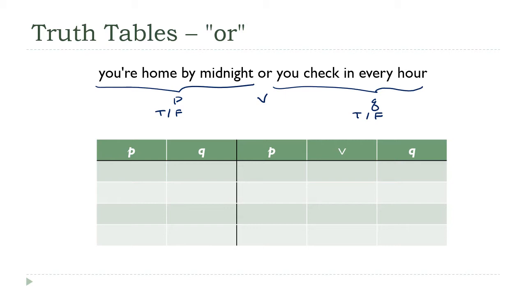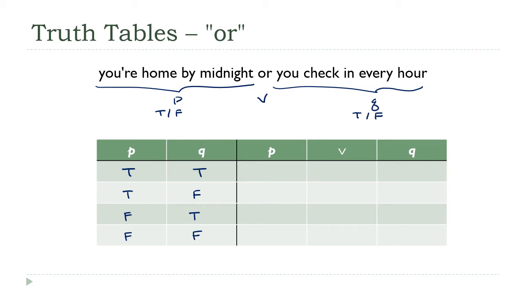All of the possible things I could do here, right? So for example, one option is I come home by midnight and I check in every hour, right? That would be two trues. I could be home by midnight and not check in every hour. That would be true and false. If I'm not home by midnight, that would be false, and I do check in. And last possibility, I do neither thing. Okay, so this is step number one.